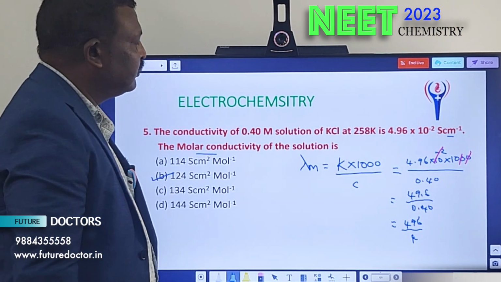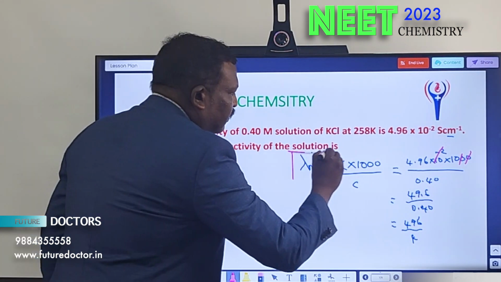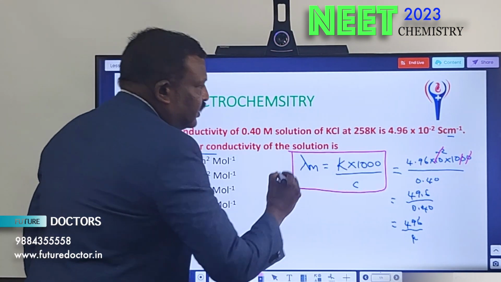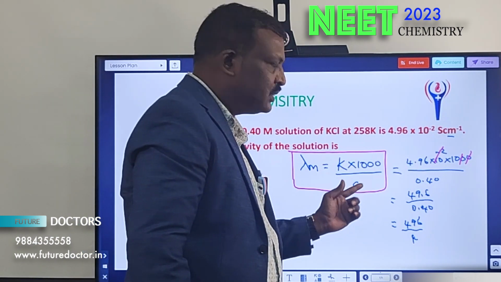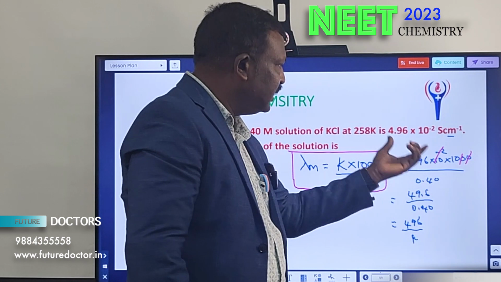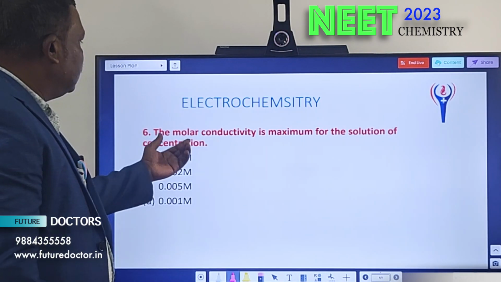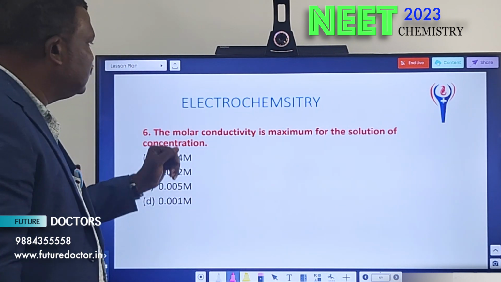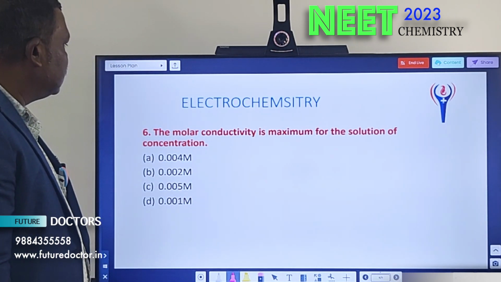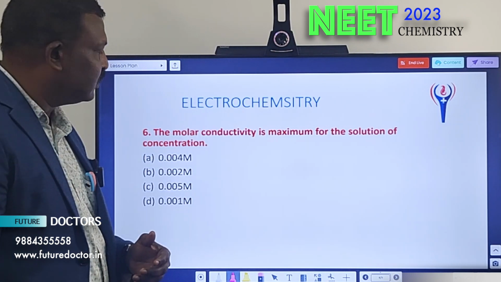You following? Simple. Formula just keep in mind. So study the formula thoroughly. This is the formula. Suppose it is in meter, then 1000 will come down. That's a small difference. So you study like that. You can use it to understand. Right. Next one. See, the molar conductivity is maximum for the solution of which concentration? That's a question. So which solution has maximum molar conductivity? That's a question.